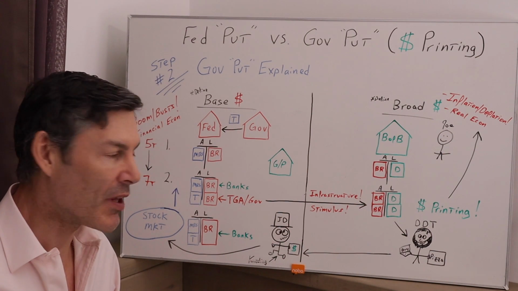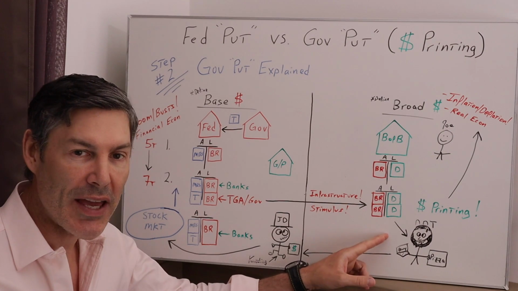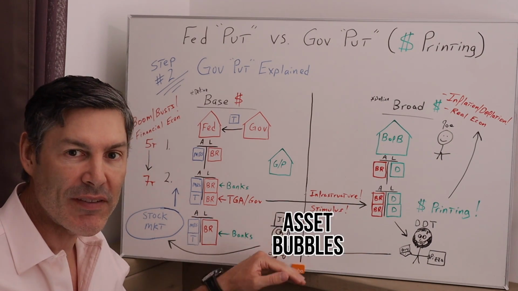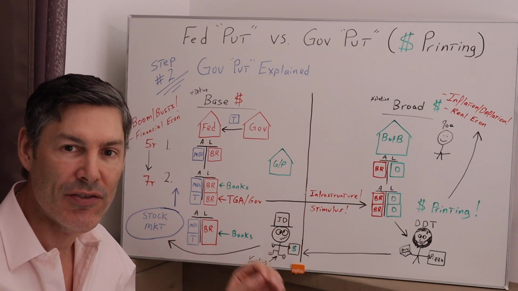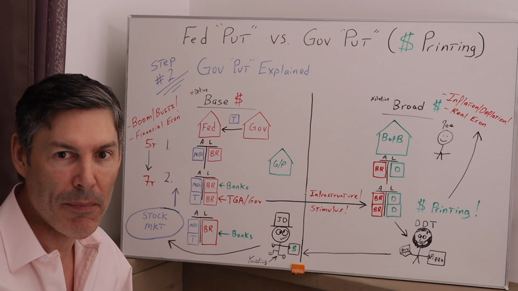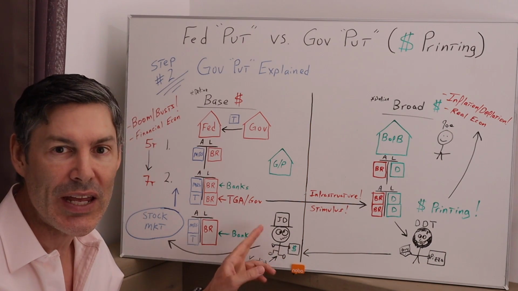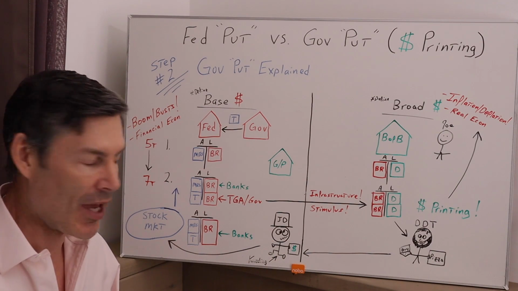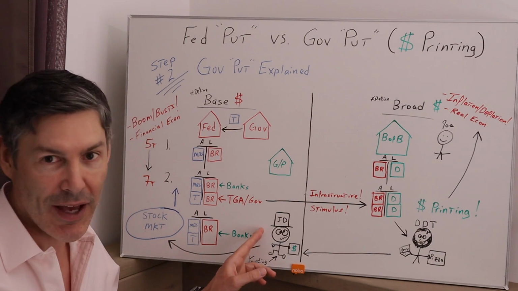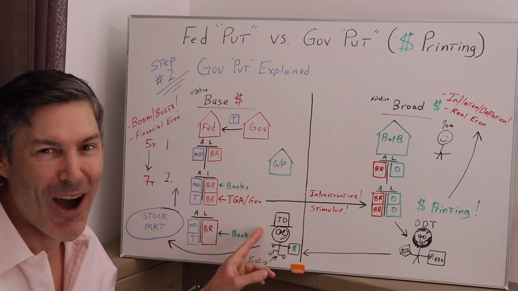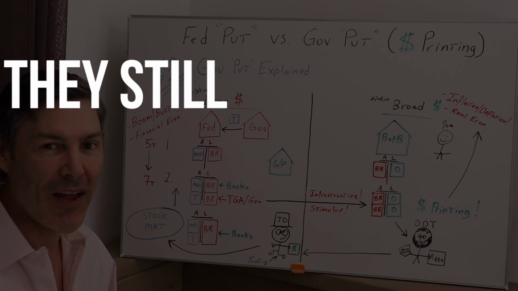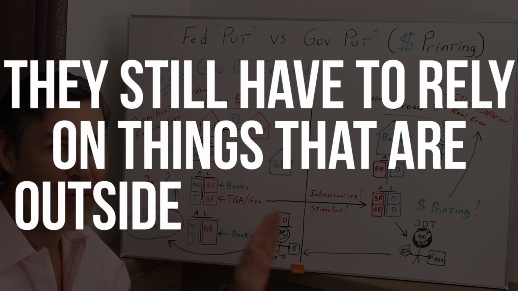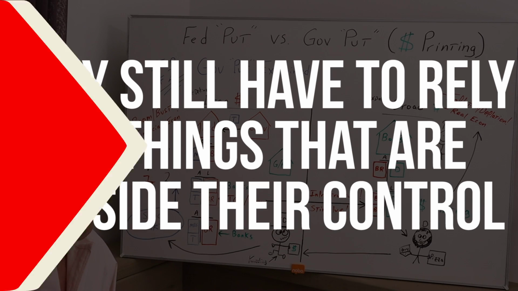But there's a problem. They still have to rely on Davy and Jaime to keep these asset bubbles inflated. What if we get to a point where Davy isn't stupid enough to continue to play ball and Jaime isn't greedy enough to play the game? And I realize that's not going to happen. Jaime's always going to be greedy enough. But you get my point. They still have to rely on things that are outside of their control.